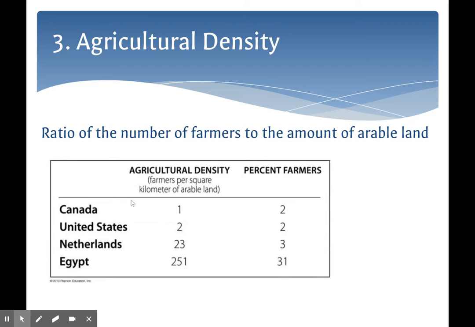So if you look at Canada and the United States, we have a very low agricultural density. And that's for a couple reasons.